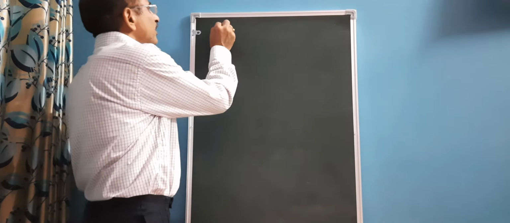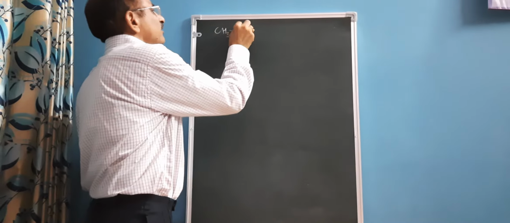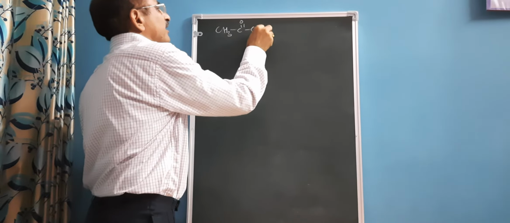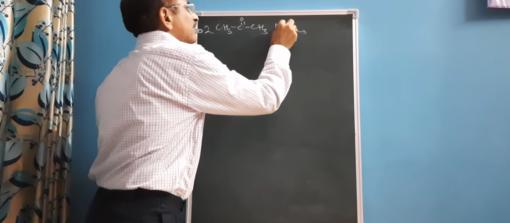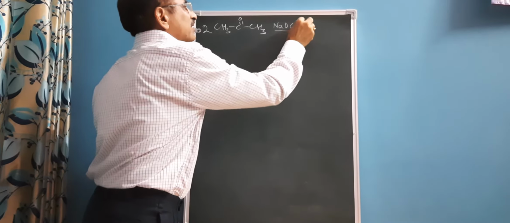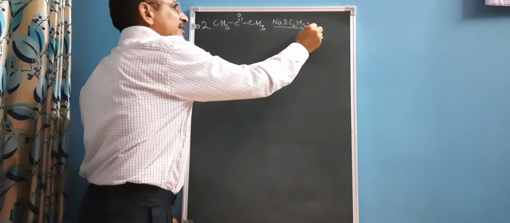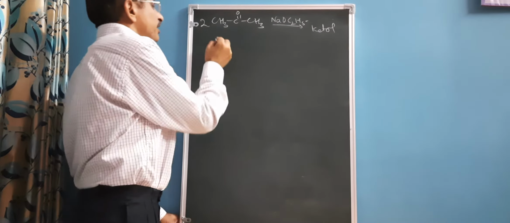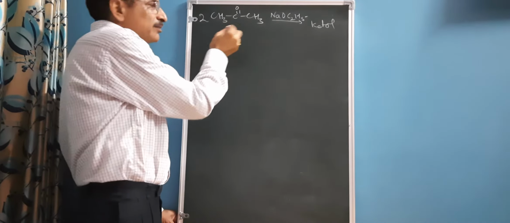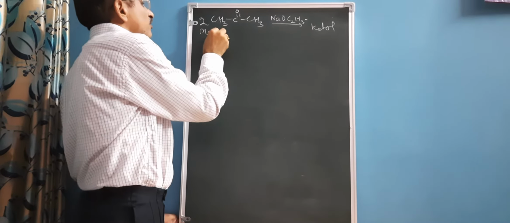Now take the example of a ketone. Let's consider we have acetone here, 2 moles of acetone under similar conditions in the presence of sodium ethoxide. It will undergo condensation to form a ketol. Now the mechanism is similar to that of aldol formation.